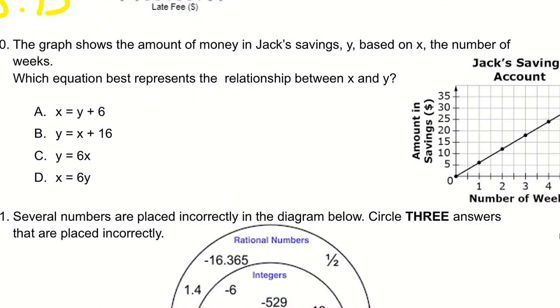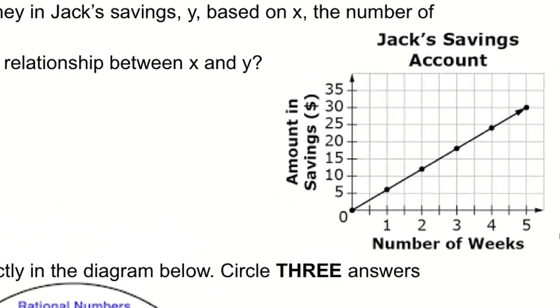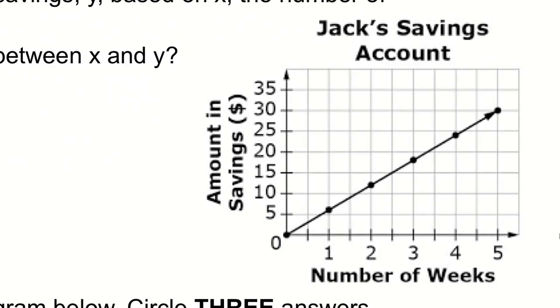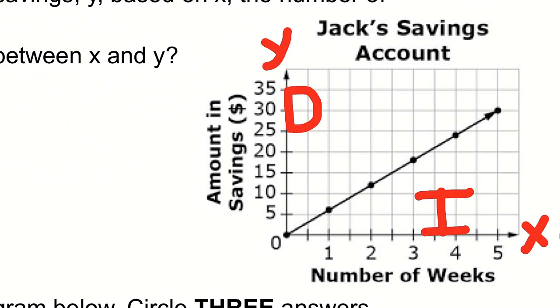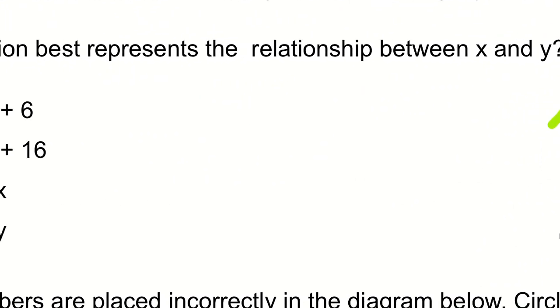The graph shows the amount of money in Jack's savings, Y, based on X, the number of weeks. Which equation best represents the relationship between X and Y? Let's zoom in here on this graph. And I'm going to label my I and my D and my X-axis and my Y-axis. I know if they're asking for an equation, we always start with the dependent, Y. So I need one that starts with Y.